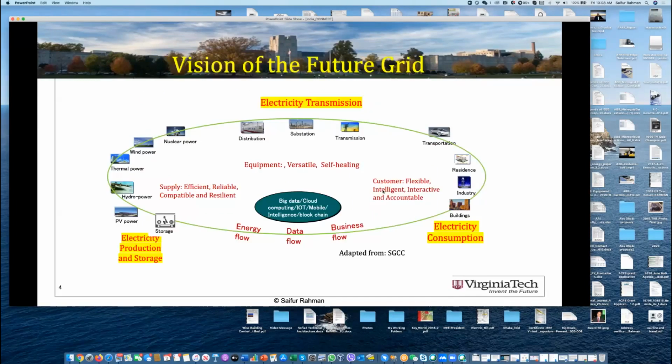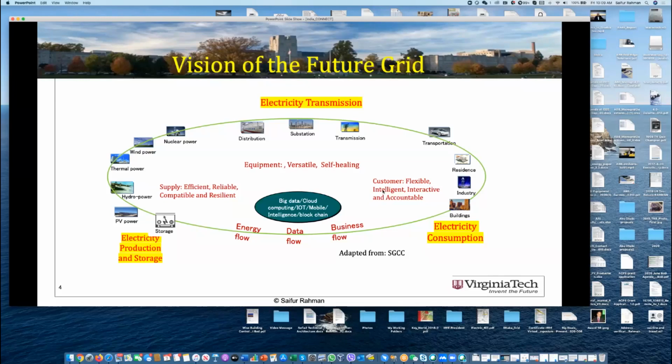Okay, now, what is the vision for the future grid? I'll use that vision to justify the concept of energy internet. The future grid is not something totally new or different. It is a concept based on what is happening today. Look at the left-hand side of the screen, electricity production and storage. We have storage, photovoltaics, hydropower, thermal power, wind power, nuclear power. India has all of these, by the way, today. That's the supply side. Then you've got the transmission side: distribution network, substation, transmission lines, fine. On the consumption side, we have electric vehicles, homes, businesses, industries, factories, consuming power.